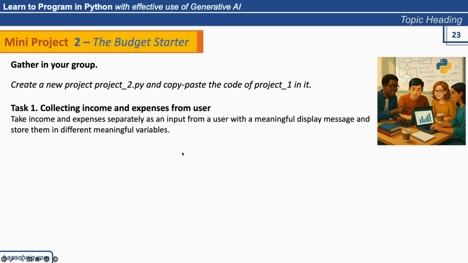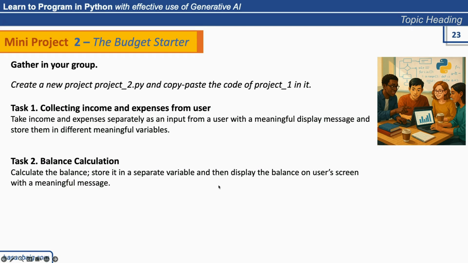So first, collecting income and expenses from the user. You know already how to collect an input from a user, right? Now this time we are collecting income value. Let's make it monthly income and similarly monthly expenses. So you will create two separate inputs with a proper message, and then you perform the balance calculation with these two inputs. So income minus expenses will give you the balance.